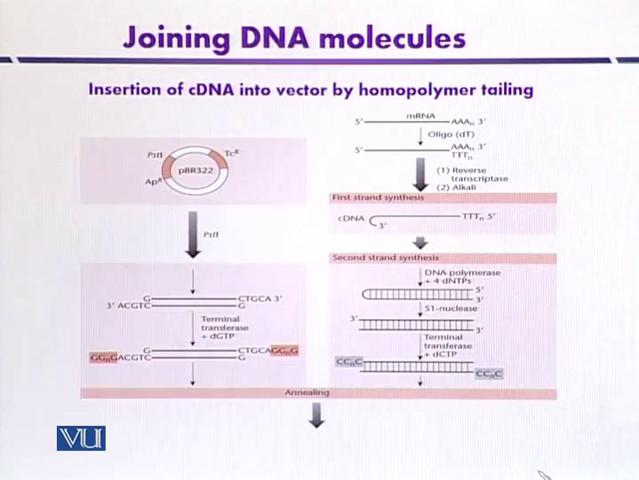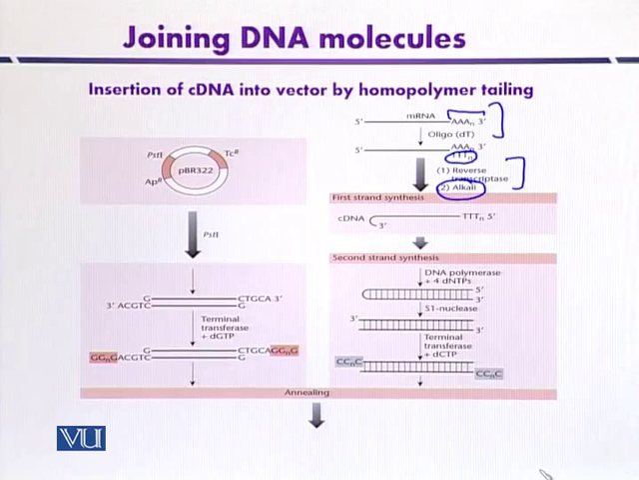Here we can explain the cloning of cDNA by the use of homopolymer tailing. So here we have the messenger RNA. As I told you, naturally this messenger RNA has a stretch of 200 adenine residues at the 3' end. So we can easily provide a primer that is complementary to the adenine residues, and with the help of reverse transcriptase it will mediate the synthesis of the first strand of the DNA, and the messenger RNA can be hydrolyzed by the use of alkali. So this is first strand synthesis that is mediated by reverse transcriptase.